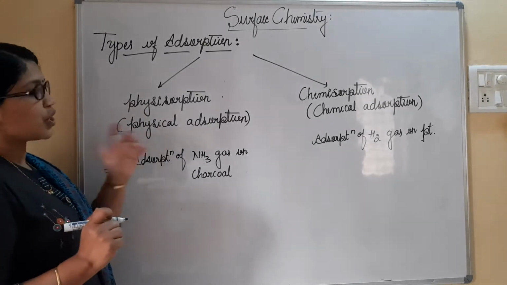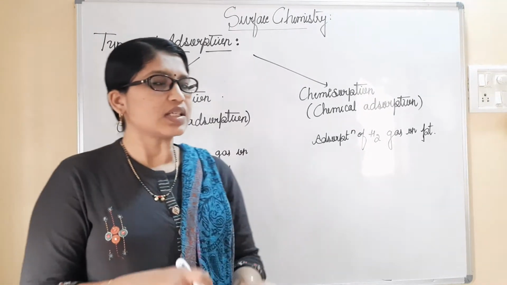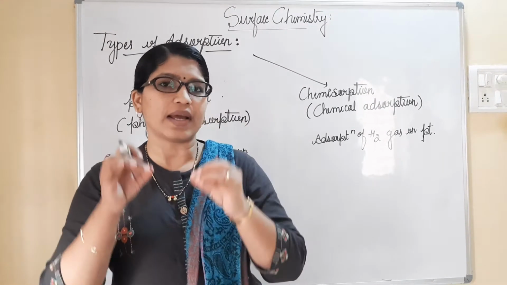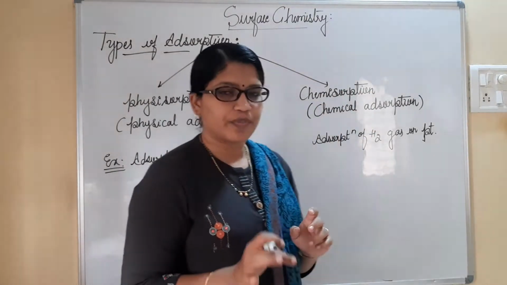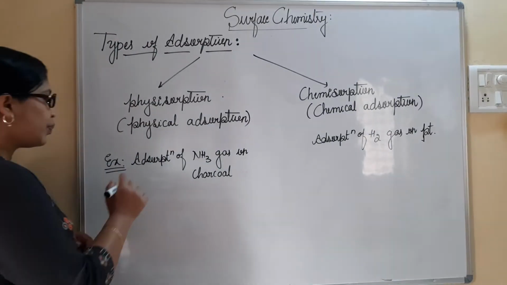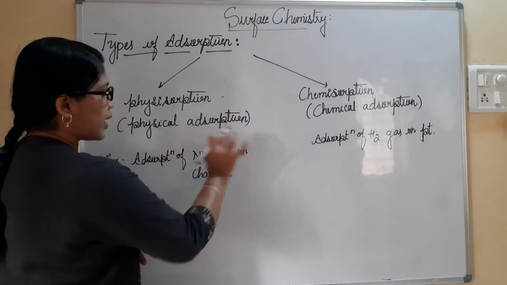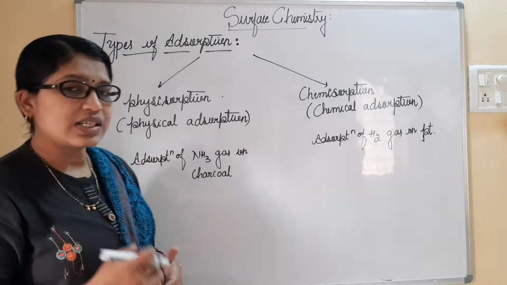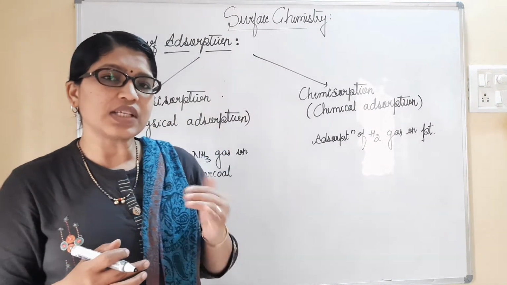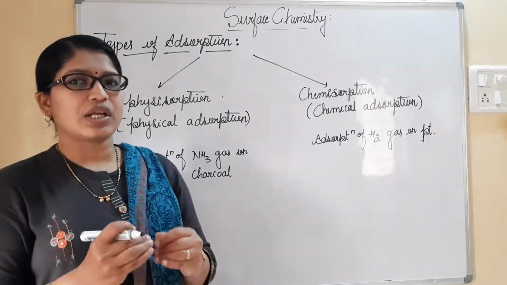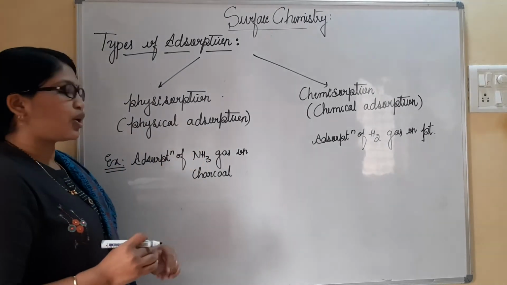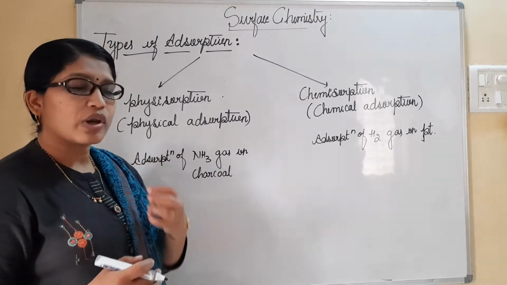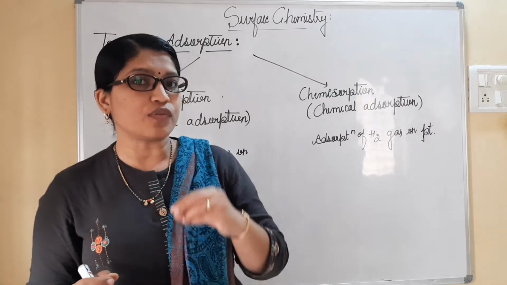Physisorption, as the name itself suggests, is considered physical adsorption. Chemisorption is considered chemical adsorption. Now I will give you one example. Here, adsorption of ammonia gas on charcoal is considered as physisorption. Physical adsorption generally requires very low temperature. And remember, this physical adsorption takes place with molecules having very weak van der Waals forces of attraction.